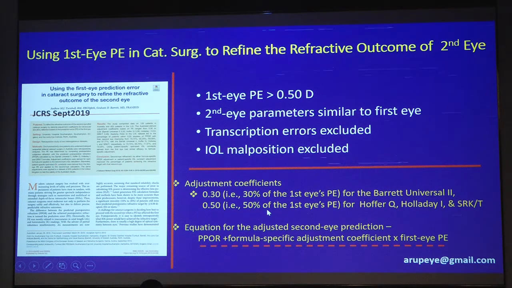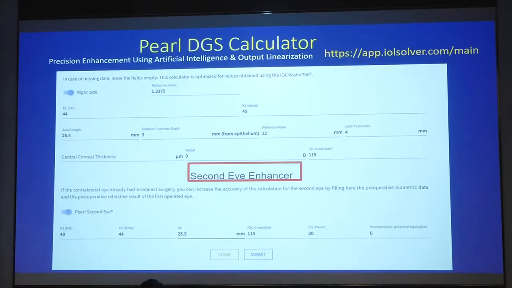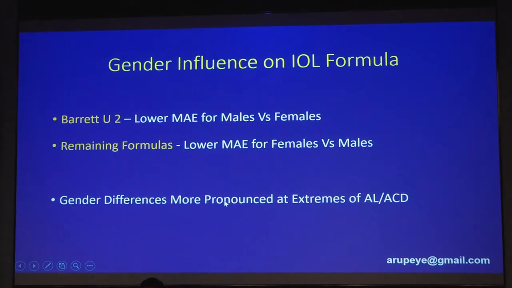Say, for example, if you have an overcorrection to the tune of -2 diopters on the first eye, then when you operate on the second eye, we don't set the target refraction as +2 diopters. If I'm using the Barrett, I'll put plus 0.6 diopter as my target refraction. So in fact, one of the latest formulas, the Pearl DGS calculator, also has a second eye enhancer.